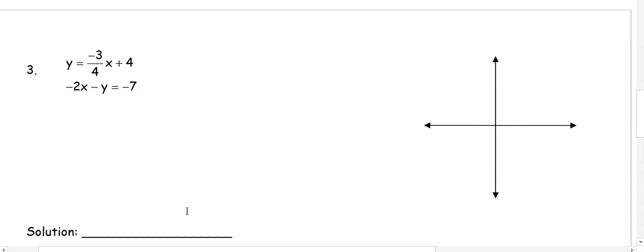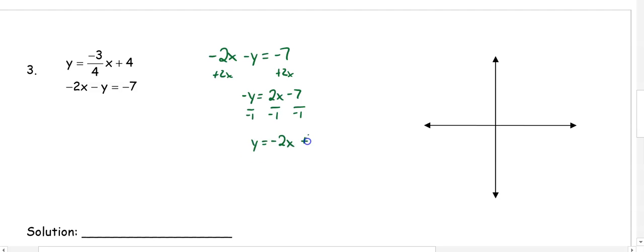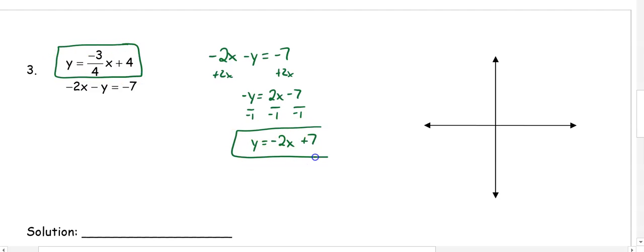In our next one, we have one equation in y equals and one is not. So the second equation, we need to solve to get this in y equals first. So we're going to add 2x to both sides. Negative y equals 2x minus 7. Then we're going to divide everything by negative 1. So y equals negative 2x plus 7.